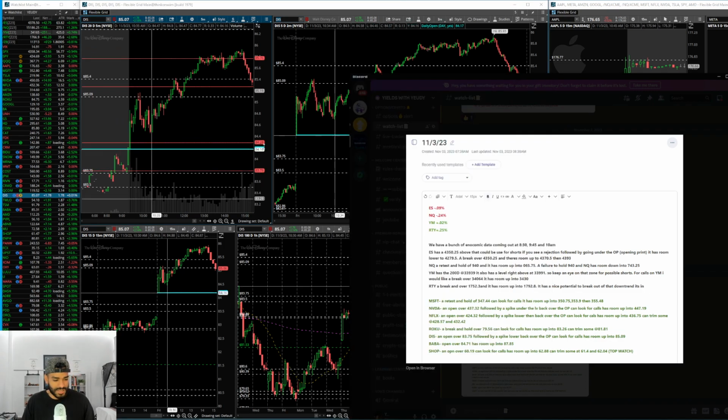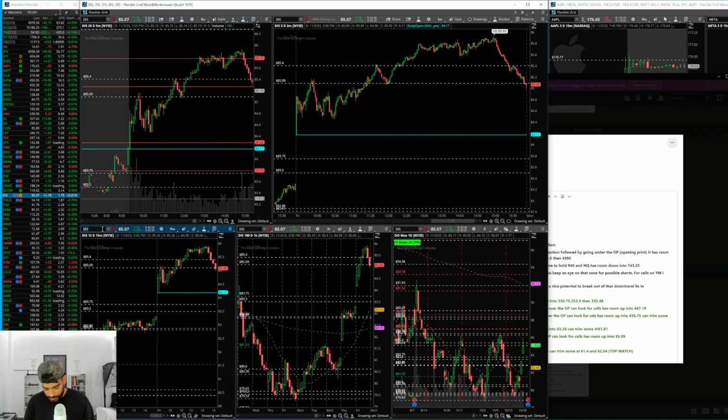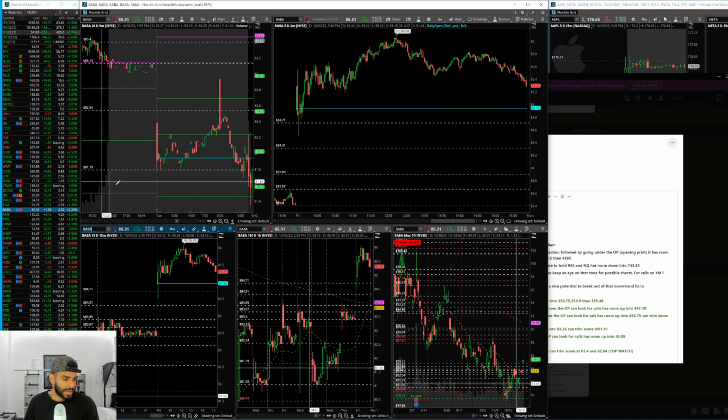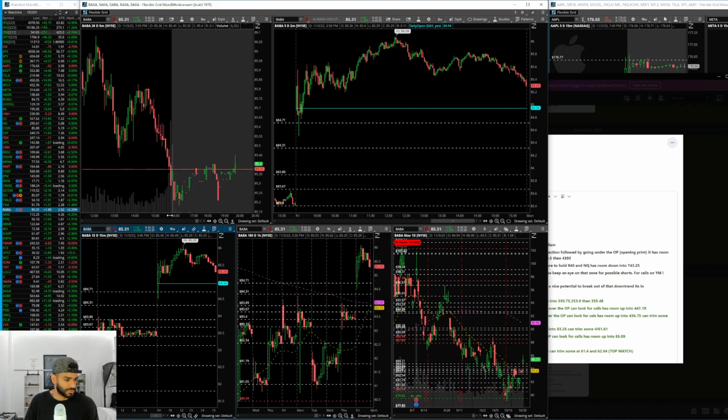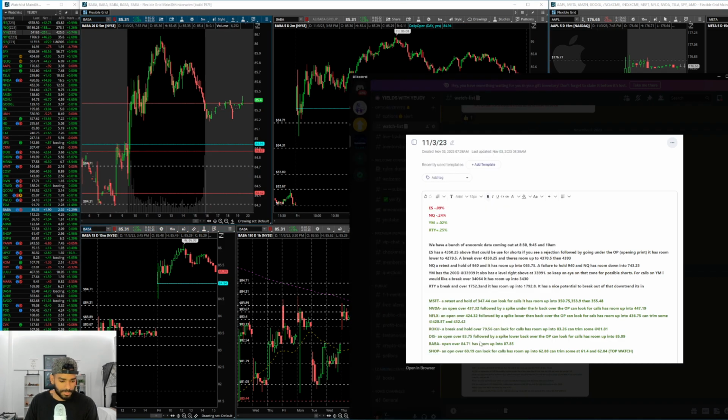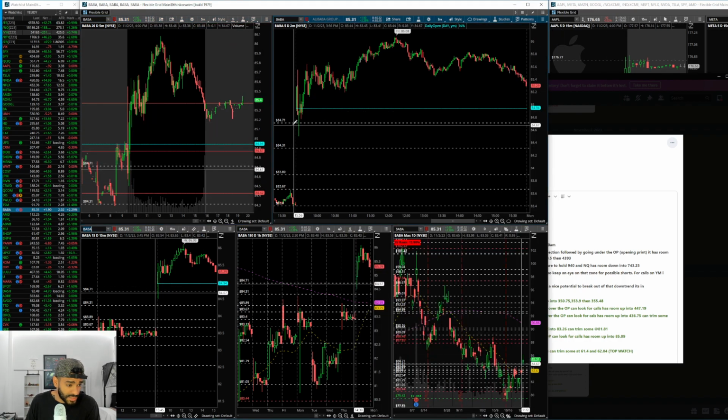What else do I have on the watch list? I had Baba. Over 84.71, has room up into 87.85. It broke over 84.70. You see this beautiful retest right here? You guys can see on the 2 minute, it broke over my level, 84.71.